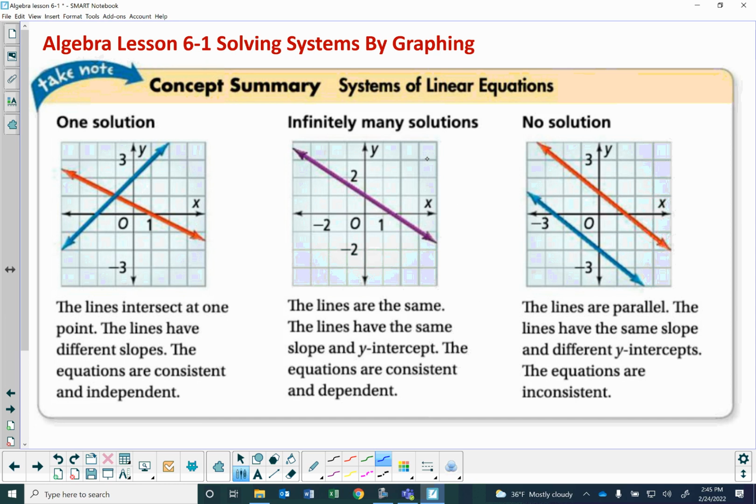If you look at the second one, the purple line, the lines are the same. They have the same slope and the same y-intercept. So the equations are consistent and they are dependent. That means they have infinitely many solutions. The last graph, the red line and the greenish line, you can see those are parallel lines, which means they have no solution. The lines have the same slope but different y-intercepts, so these equations are inconsistent.